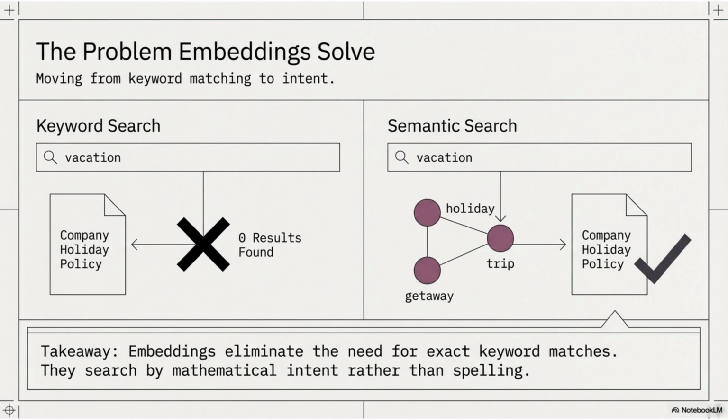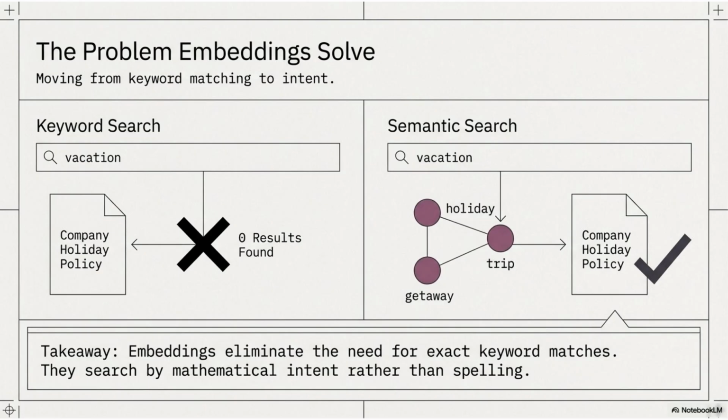This slide shows the real-world problem that embeddings solve beautifully. On the left, you see traditional keyword search. Someone searches for vacation in a company document system. The system looks for the exact word vacation in the company holiday policy, finds 0 results, and fails. Why? Because the document uses the word holiday instead of vacation.